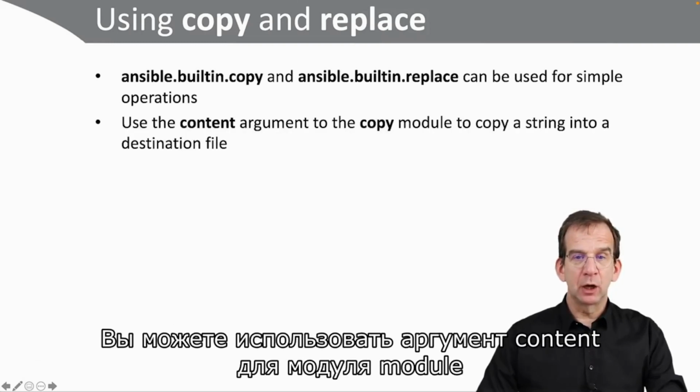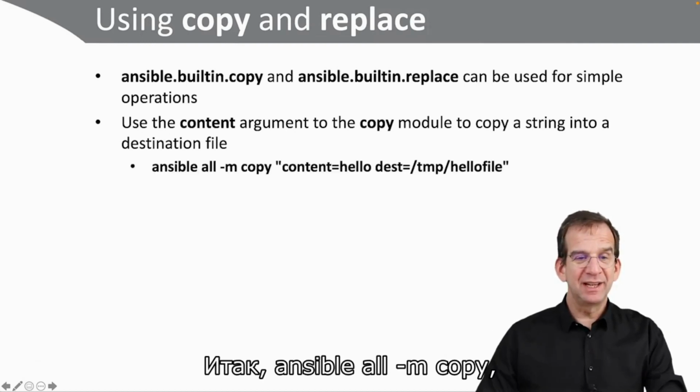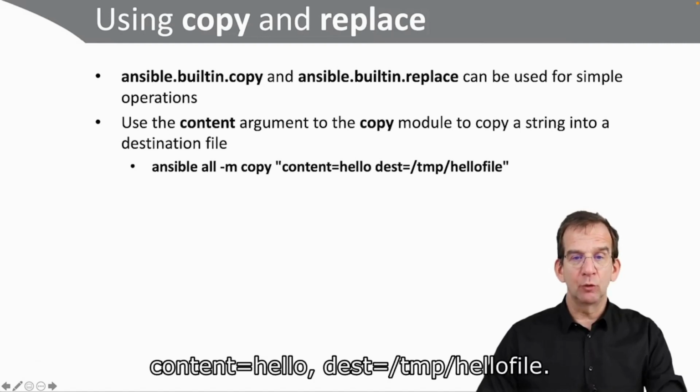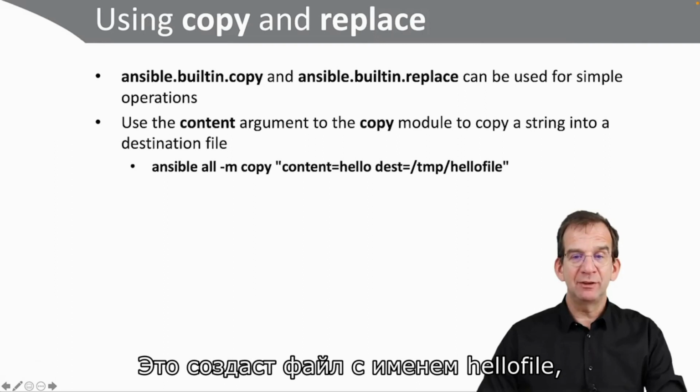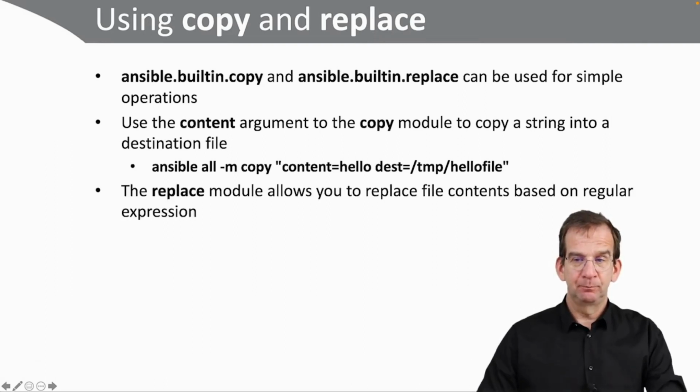You can use the content argument to the copy module to copy a string into a destination file. As in ansible all -m copy -a content=hello dest=/tmp/hellofile. So that will create a file with the name hellofile, with the content hello inside the file.